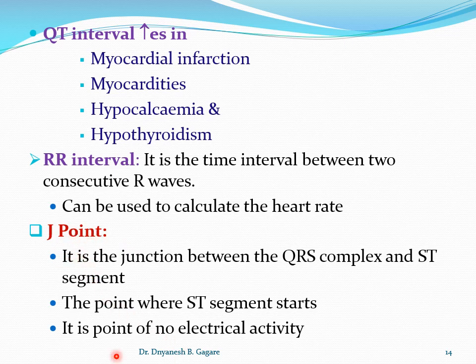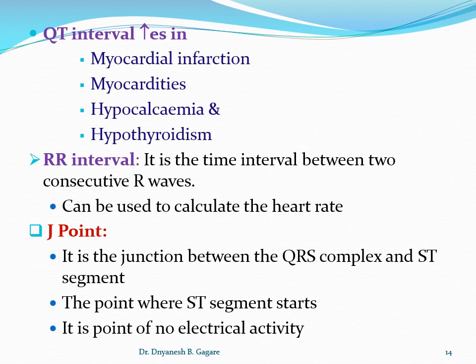And what is the J point on the ECG? Here, what do we call the J point? It's a junction, a junction between the QRS complex and the ST segment. It is called the J point. I will tell you from the diagram. It is the point where the ST segment starts, and it is a point of no electrical activity. So from the clinical point of view, it is very important. So see what a J point is.